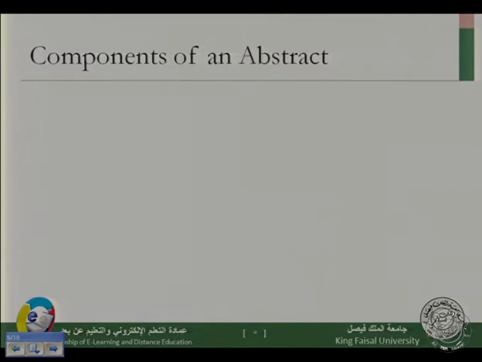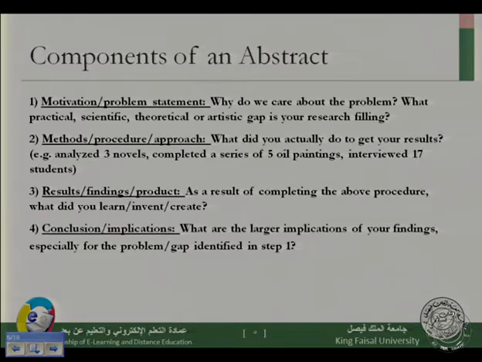Components of an abstract. Number one, motivation, problem statement. We always start the abstract by stating the problem, which entails the objective of your research. Something like, this research is going to look at such and such. My study is going to look at the problem of such and such. This is the first step, the first component of your research.